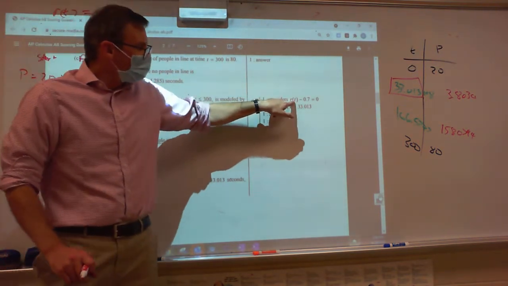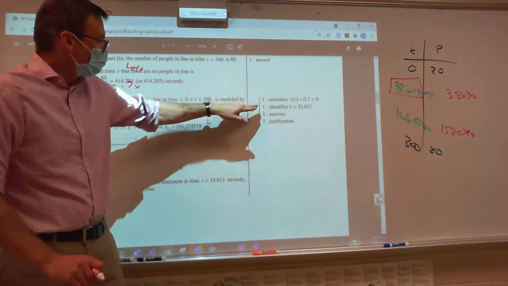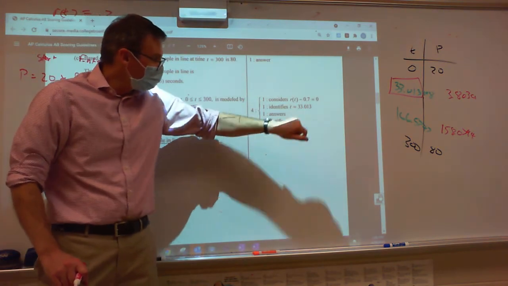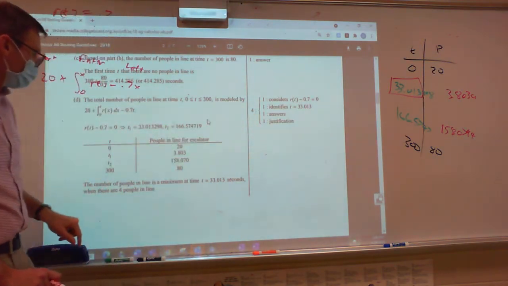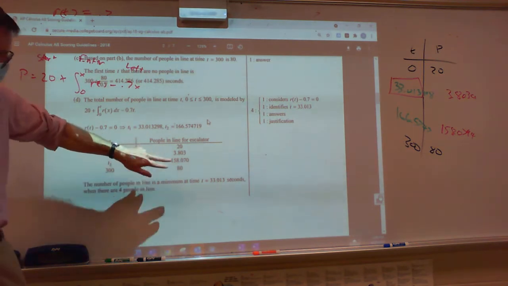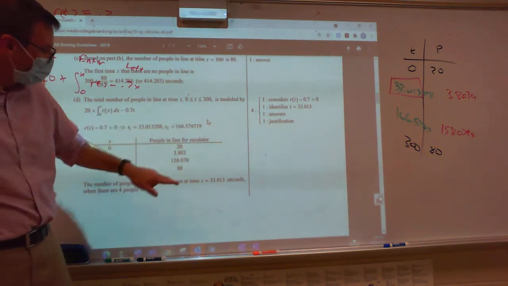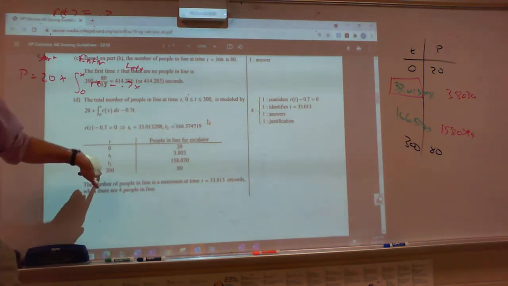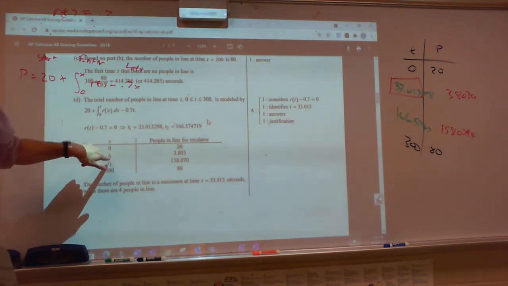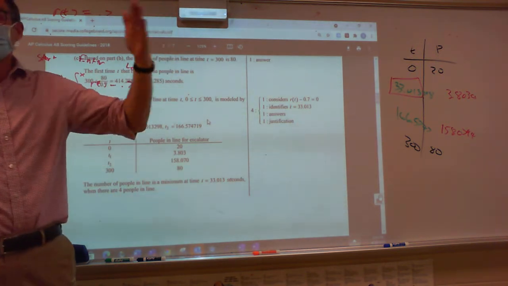You get 1 point for setting your rate equal to 0. You get 1 point for figuring out 33.031. You get 1 point for the answers, right, which is this, and then you get 1 point for the justification, and this chart is the justification. They love that, they like seeing a chart when you're trying to find the absolute max or absolute min.